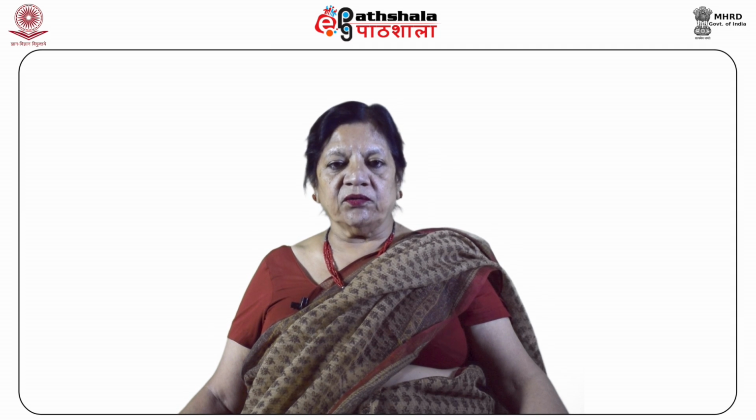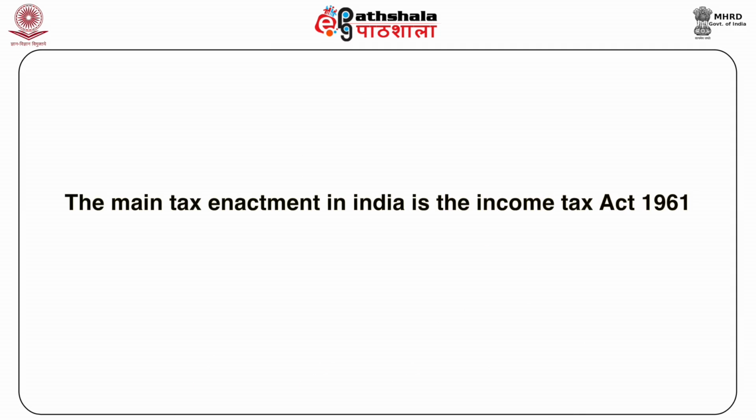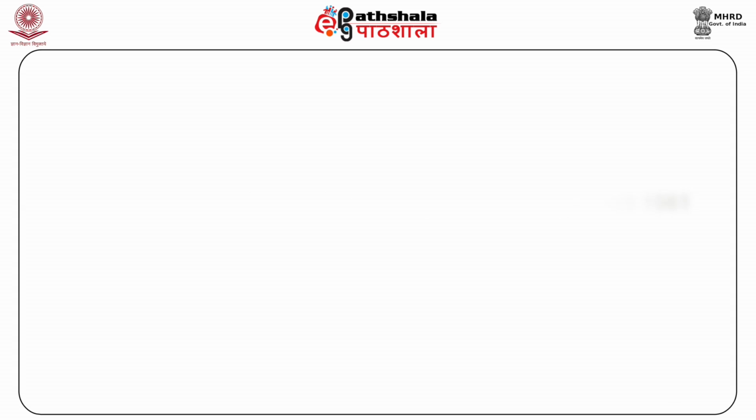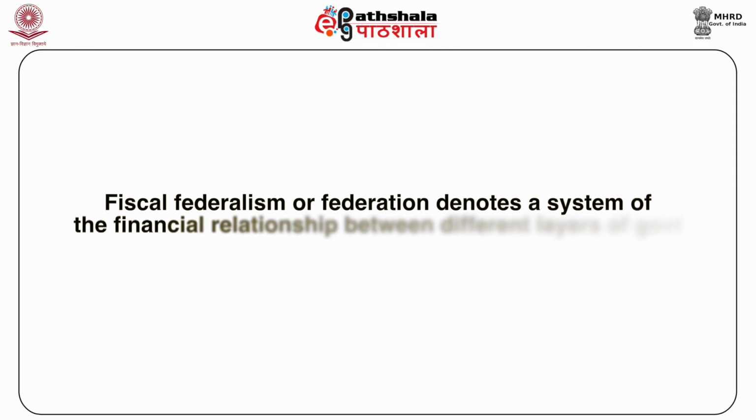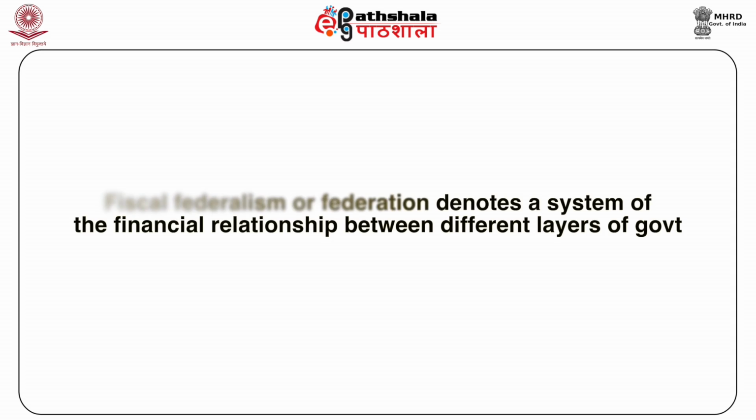Let us now summarize what we have learned in this module. The main tax enactment in India is the Income Tax Act of 1961, which is about to be replaced with a new act that is known as the Direct Taxes Code. Fiscal federalism or federation denotes a system of the financial relationship between different layers of the government, particularly center and state.